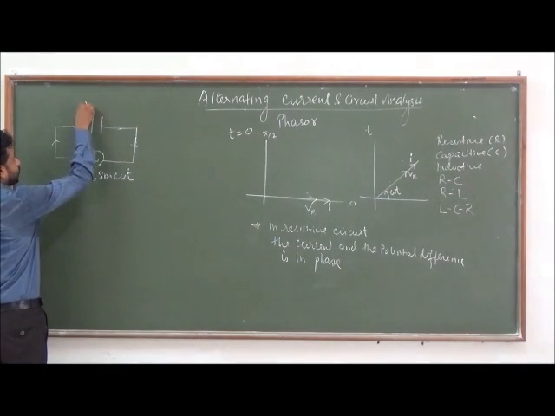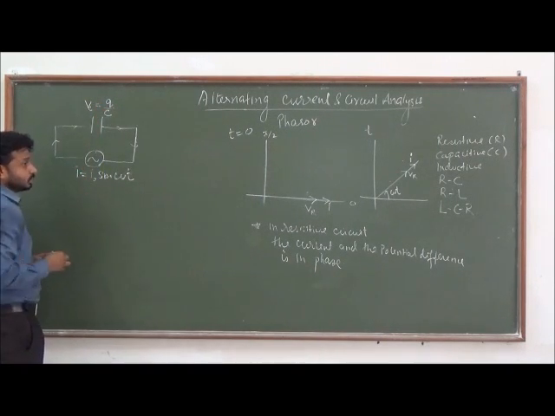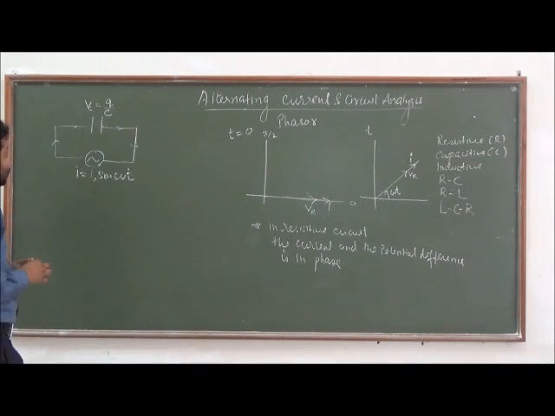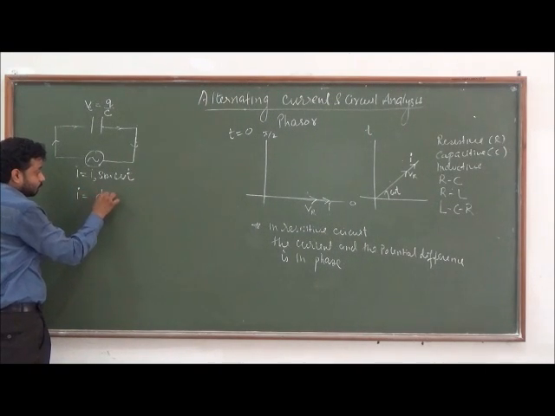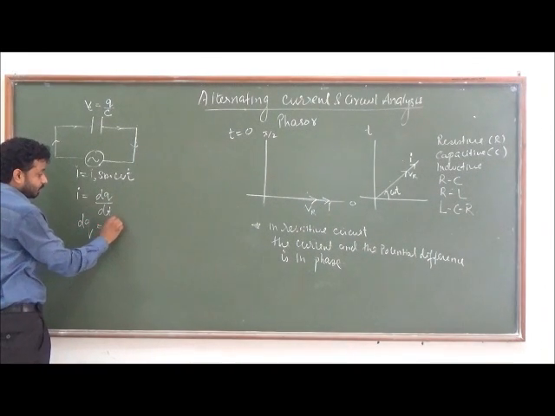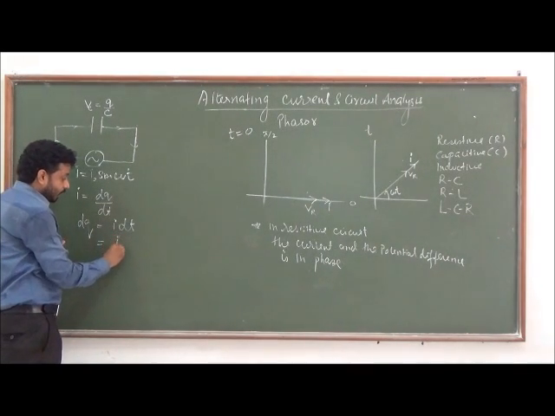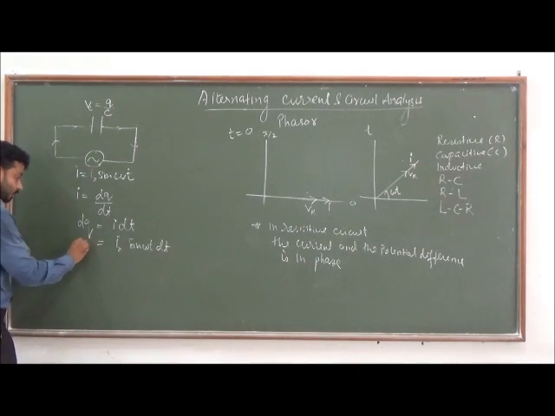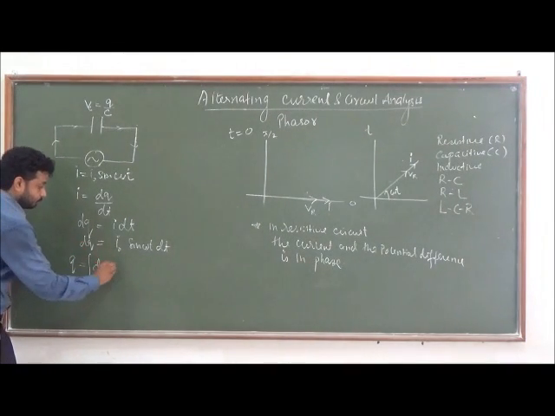Now we know that across a capacitance the potential is given as Q by C. Q is the charge across the capacitance and C is the capacitance of the capacitor. Now we also know that I is equal to dq by dt. So dq can be written as I times dt. I you can write as I naught sine omega t dt, as this is dq. Now upon integrating, which will give you the total charge q.